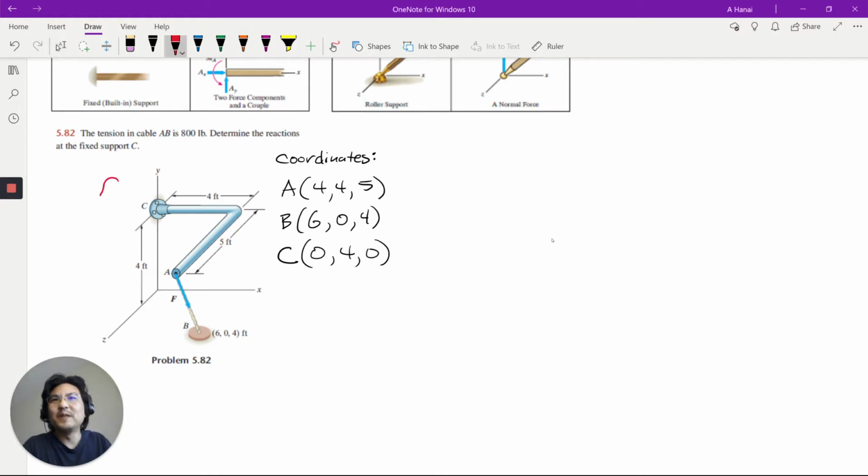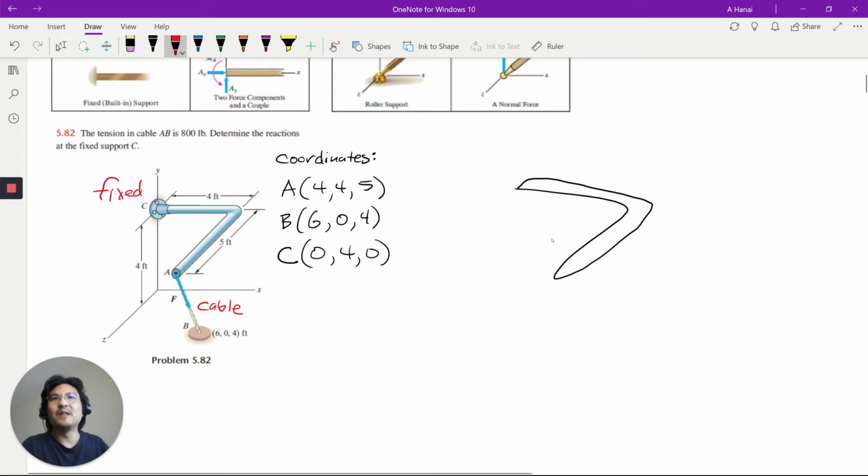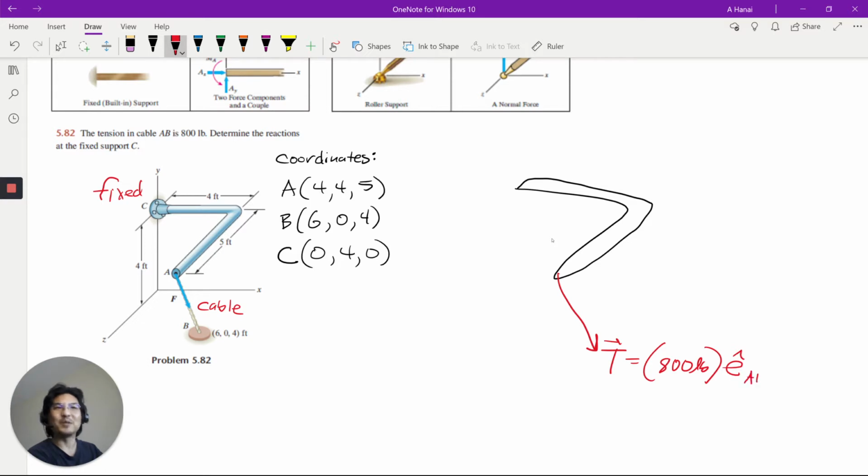this is a fixed support here, right? And then we have a cable over here. So if you draw the free body diagram, it's kind of like it's 3D now, right? So we have this tension in the cable, which we can get, right? It's 800 pounds, and then the unit vector from A to B, which we could solve for that, right?